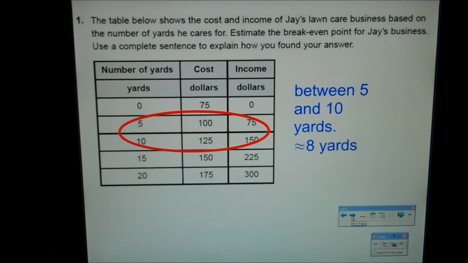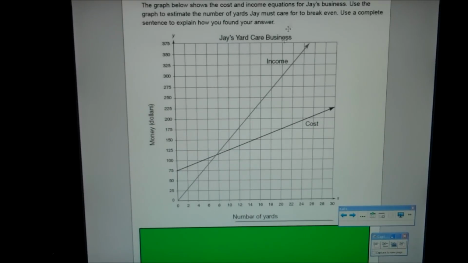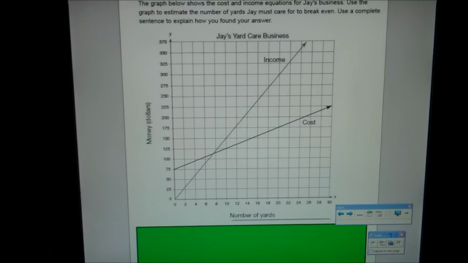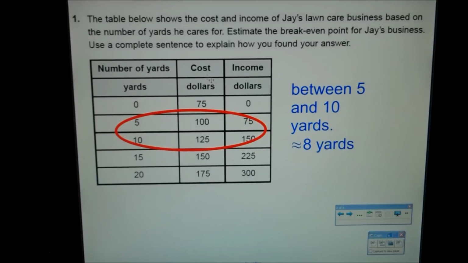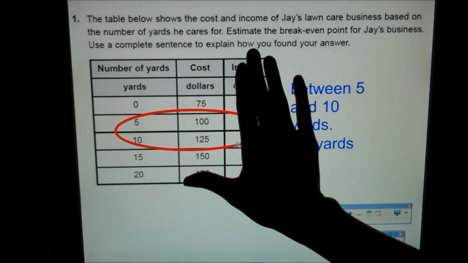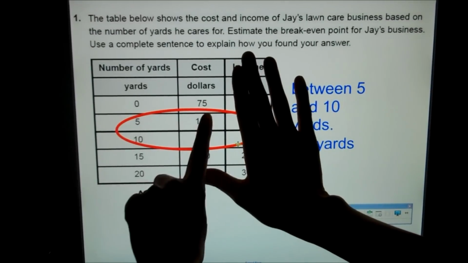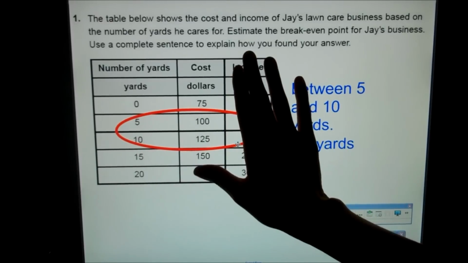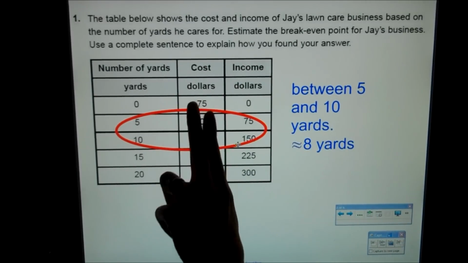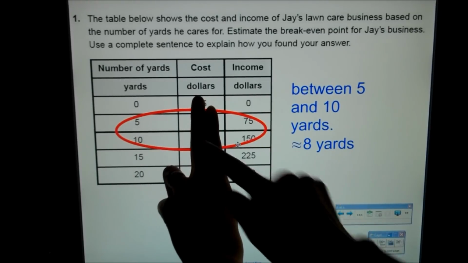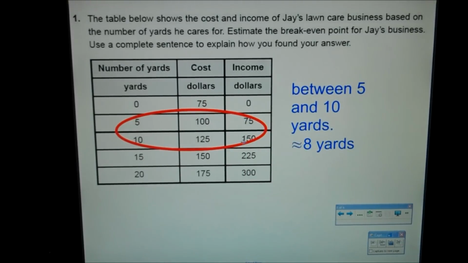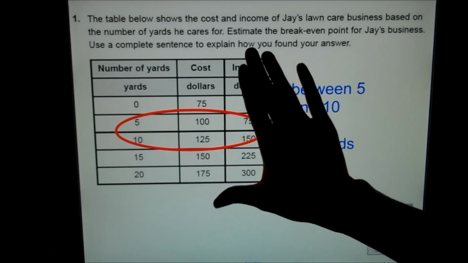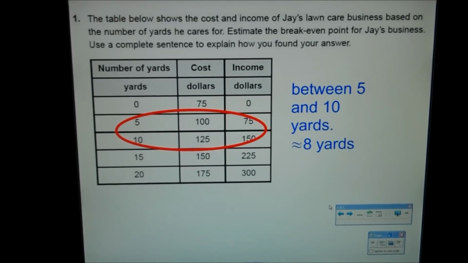So let's look at this because we want to do this graphically. Here's the graph that shows that, okay? Alright, here's a graphical representation of the function table that we had on the screen before. So all somebody did is they graphed this, okay? They made their ordered pairs for cost, 0,75, 5,100, 10,125. That was one line. Then we made a separate line, and we did 0,0, 5,75, 10,150, okay? Because now we have two things. We're not just looking at cost, but we're looking at cost and income.